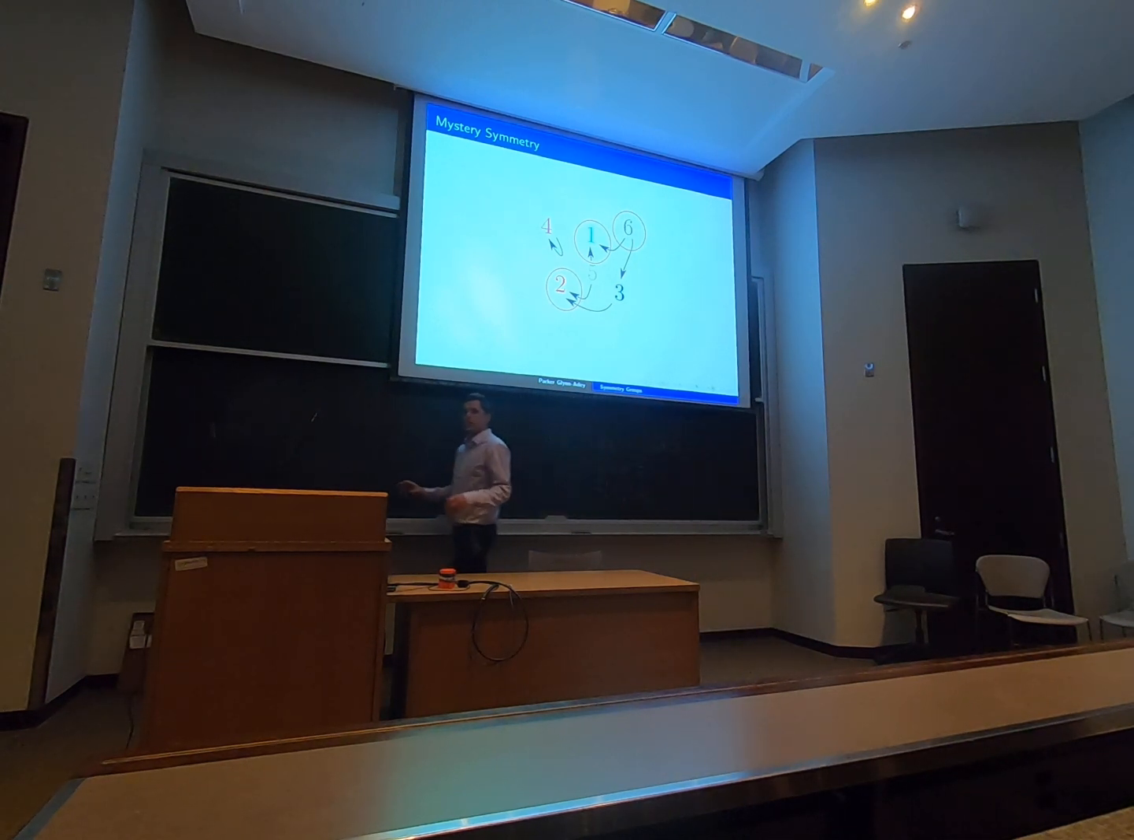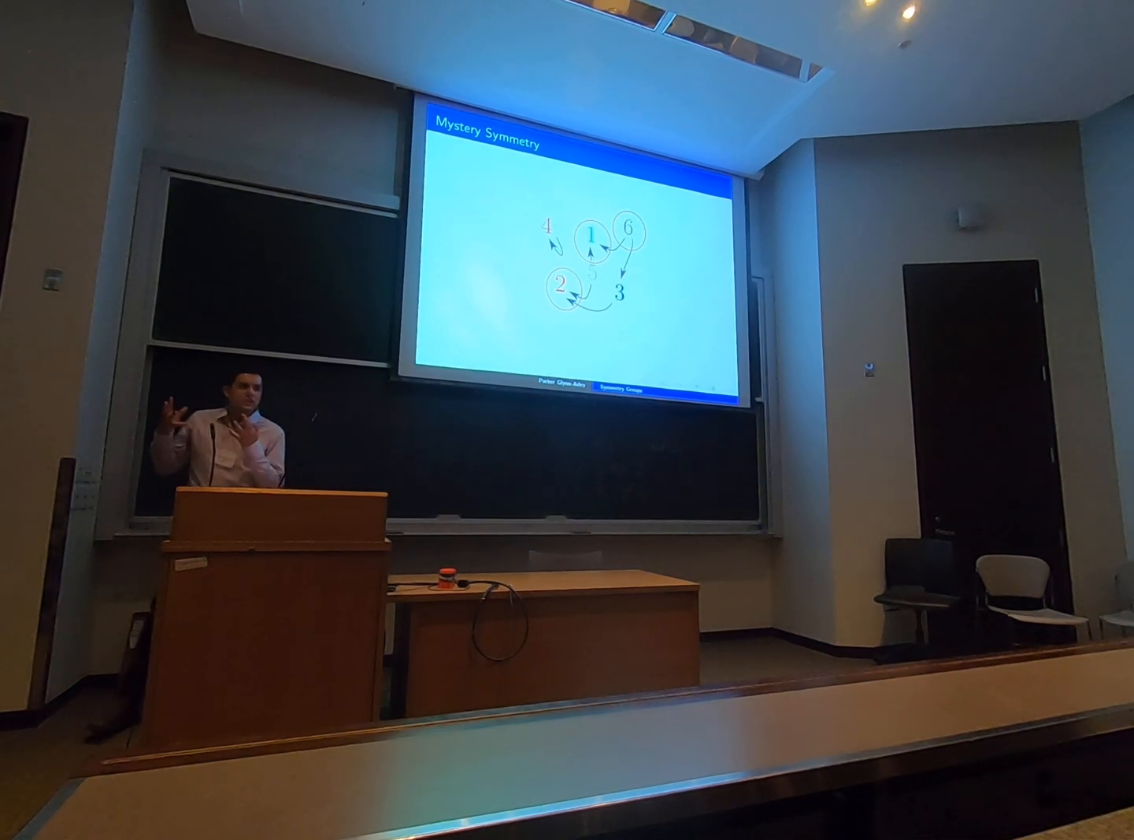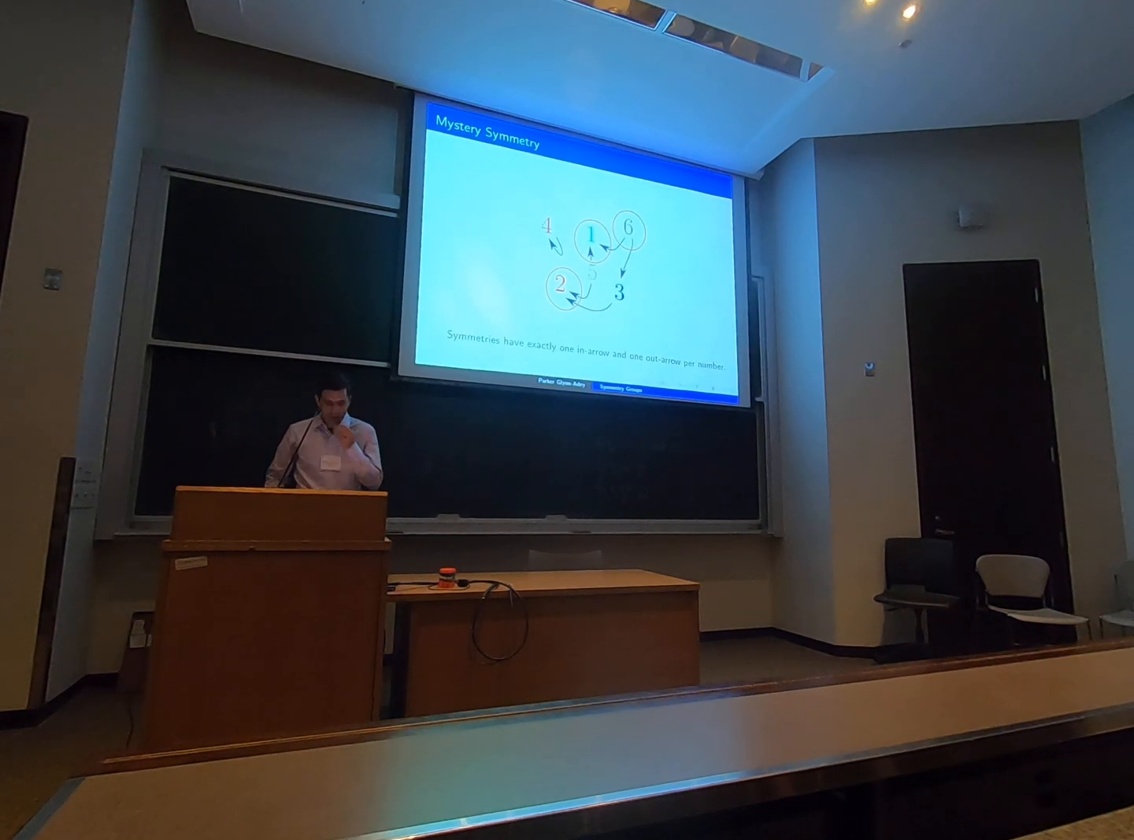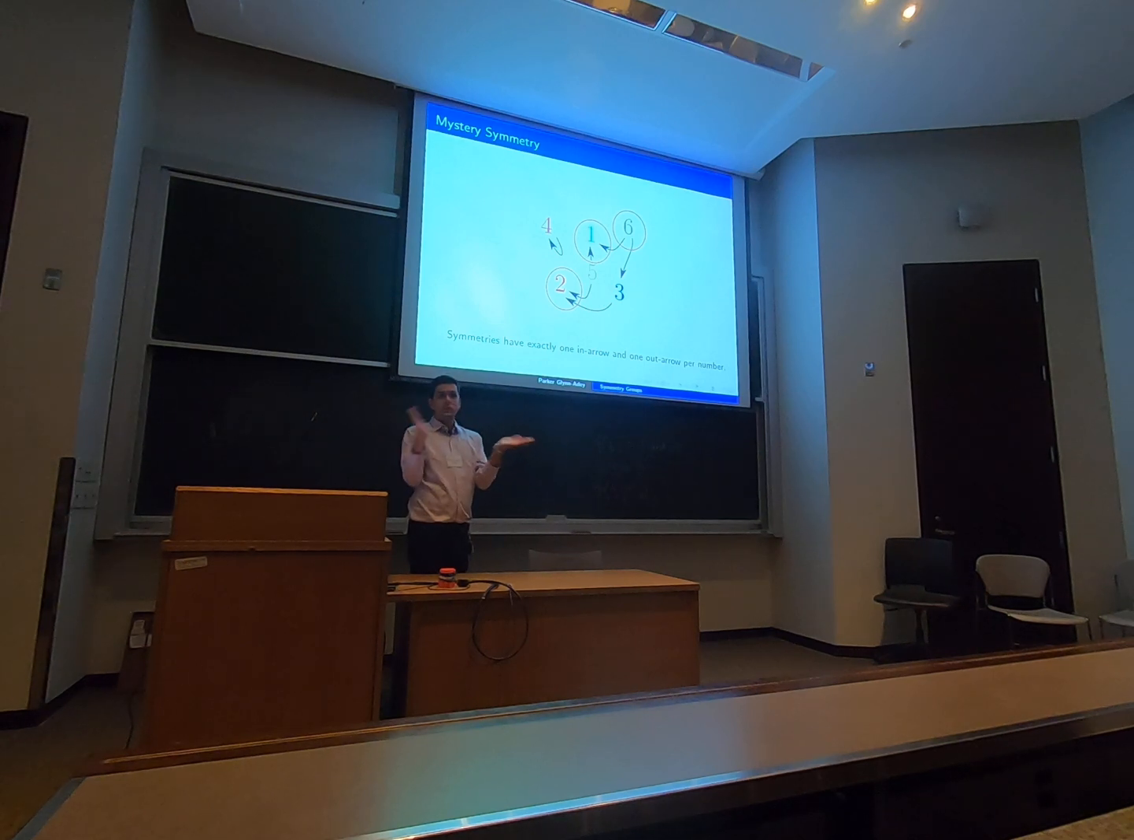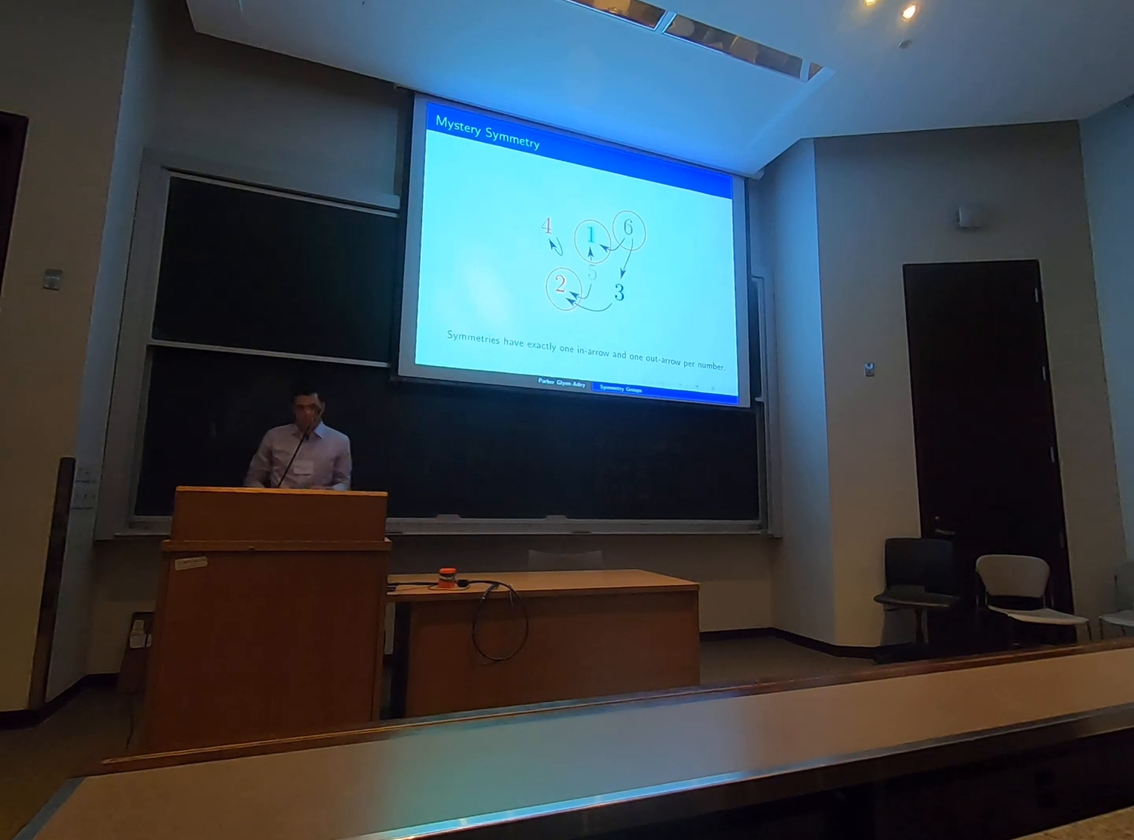Okay, so if we're going to model symmetries as functions, then we can't have this. Symmetries have exactly 1 in arrow and 1 out arrow per number. We have exactly 1 out arrow because we're a function, and we have exactly 1 in arrow because our symmetry can't squish stuff together. We can't take 2 parts of the triangle and just glue them. Doesn't seem fair. Right? Thoughts there before we go on?